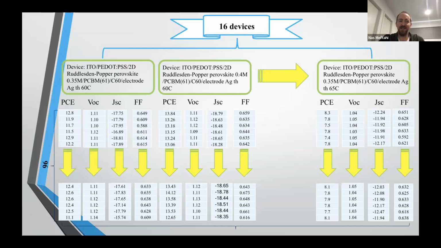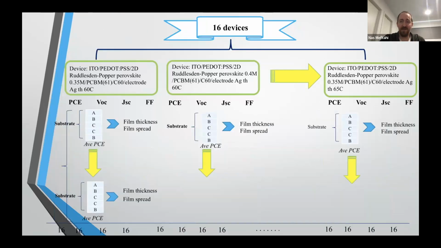It is theoretically possible to make a machine learning model from 16 data points, but it's not likely to be a great model. So Nas said, okay, what other information do you have? And Adam said, well, every time I make a device, we have a film thickness and a film spread. And I said, well, since those can affect the outputted properties, we can actually use those as input values for the machine learning model.